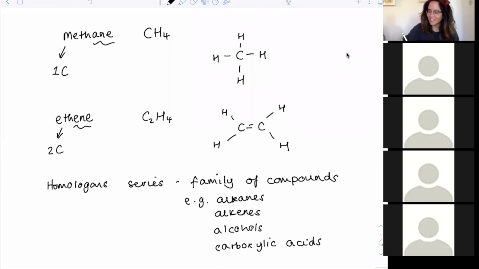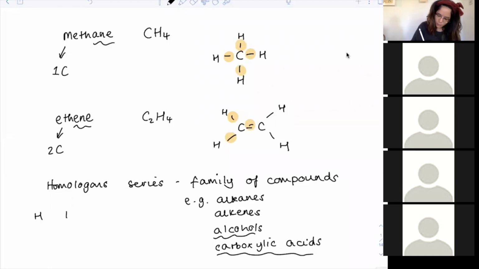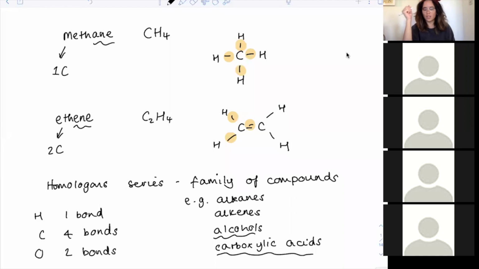Carboxylic acids, and really it's the alcohols and the carboxylic acids that we're really interested in today. One thing to remind you of is that carbon atoms always form 4 bonds. There's 1, 2, 3, 4. Hydrogen atoms form 1 bond. And really importantly for today's lesson, oxygen atoms form 2 bonds. So when you start drawing your compounds, you've really got to make sure you remember these things, because if you don't remember this, then you're not going to get your displayed formula quite right.